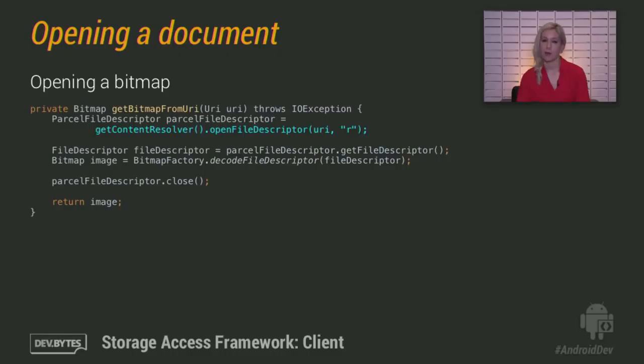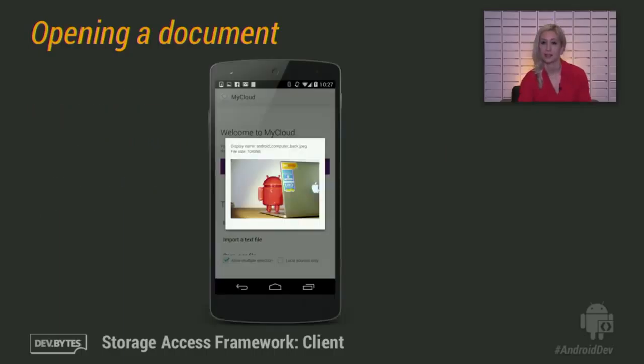But forget metadata. You probably want to open this image. Here's a shortcut. You can use Content Resolver Open File Descriptor. You pass in the URI and the access mode you want, and you get back a parcel file descriptor, which is a wrapper around a file descriptor. For images, there's a handy method in Bitmap Factory, decode file descriptor. Don't do this on the UI thread. Do it in the background. Use an async task. There's an example of this in the storage client sample code that we're posting. And finally, it's best practice to wrap the close in a try finally block, so it's guaranteed to close. And then you can set this image to an image view. And here it is.